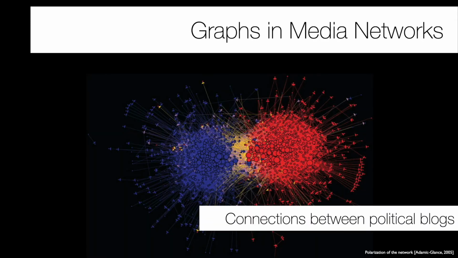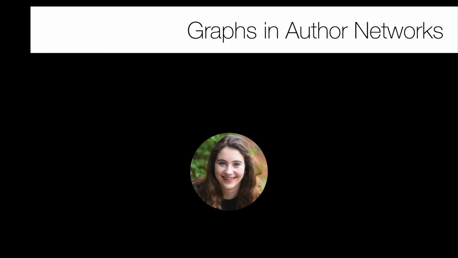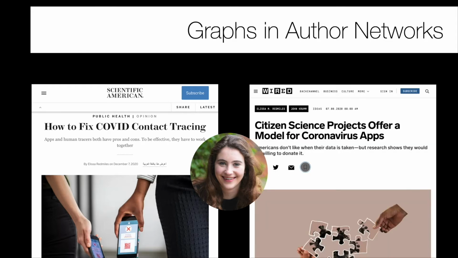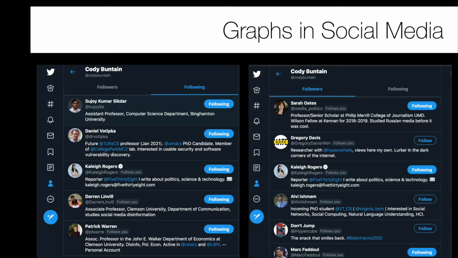There's also graphs in media networks. So here, this is from about 15 or 16 years ago, where the authors of this paper looked at how political blogs linked to each other, referred to each other, which breaks down pretty clearly in the United States into liberal and conservative or left and right style parties. You can talk about graphs and author networks. So a friend of mine, Alyssa Redmiles, she writes for Scientific American, but she also has written op-eds for Wired. So you can talk about different news sources or magazines and how they're connected through authors who write for multiple sources. And of course, the graphs in social networks or social media that you may be much more familiar with.